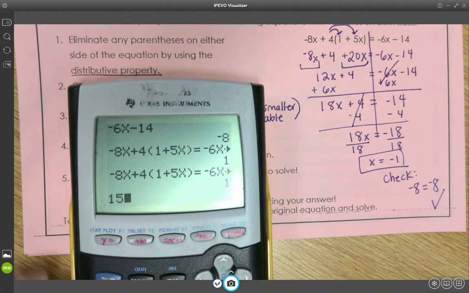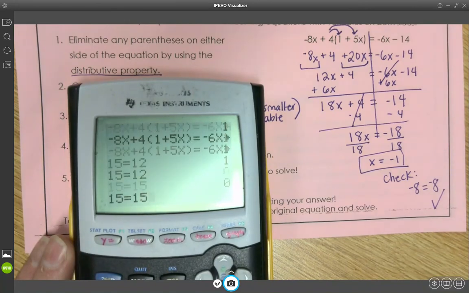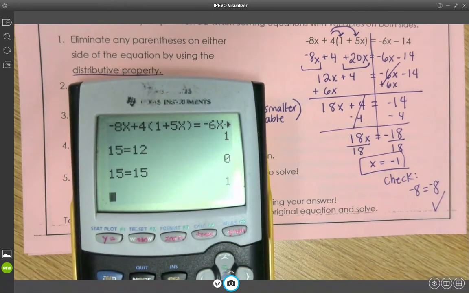So like if I put 15 equals 12, it's going to say 0, which means false. If I say 15 equals 15, it's going to say 1, which means true. So you can do it that way also.